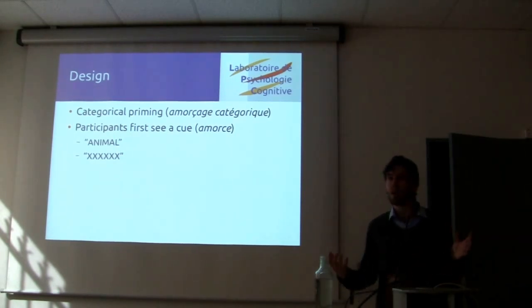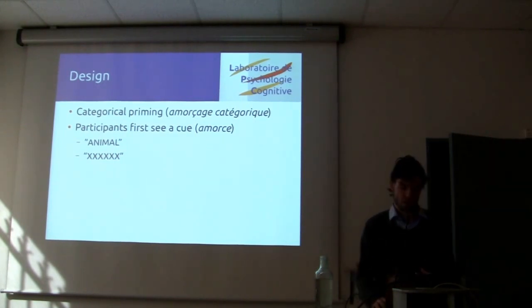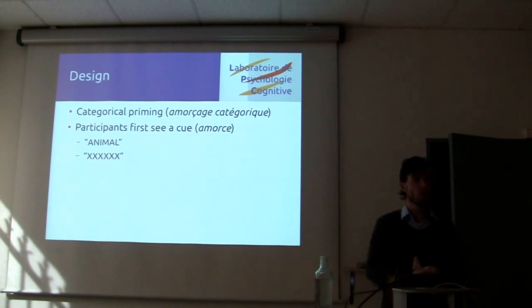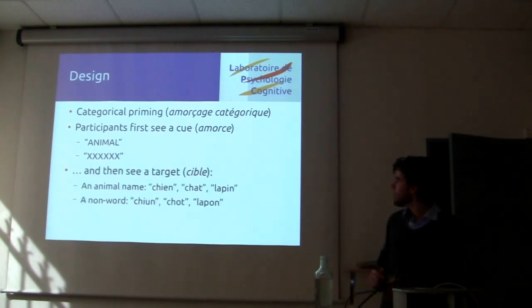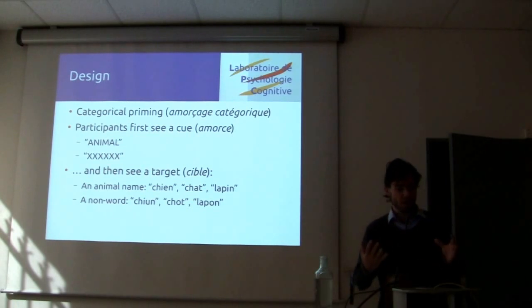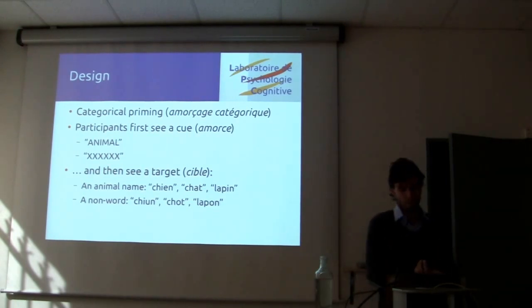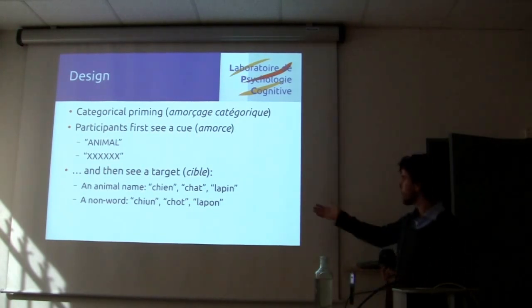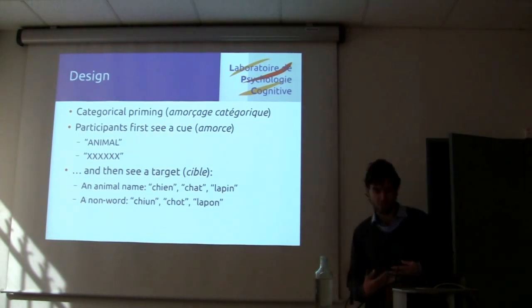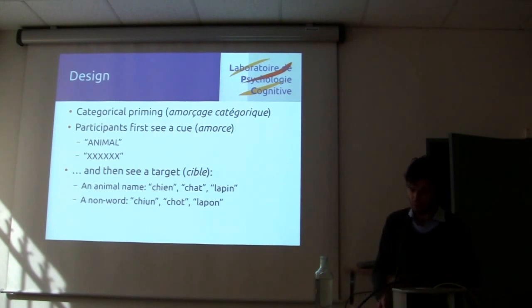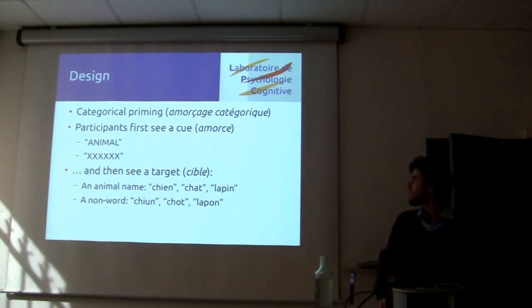Participants first see a cue, which is called amorce in French, and a cue can be either the word animal or a string of Xs, which is kind of like a neutral cue. Then they see a target, which is called cible in French, and the target can either be an animal name, like chien, chat, or lapin, or a non-word, like chaud. So it's a lexical decision task.